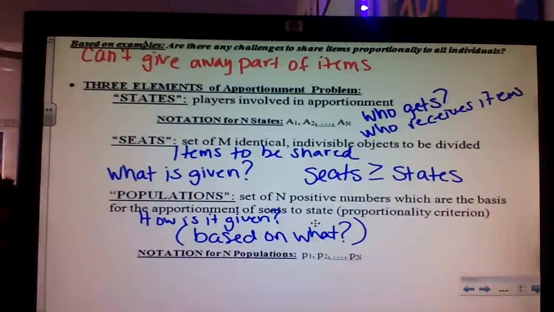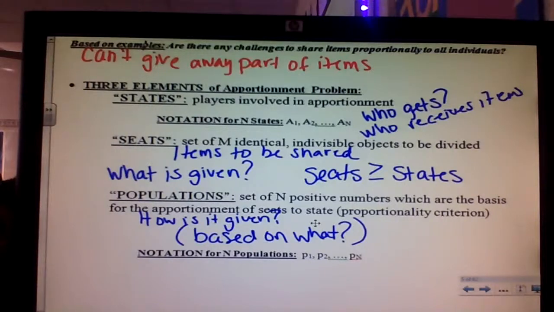So I got a question. If these words are on the test, can we just put the little questions for the definition? There are no definitions with these words. I will show you what definitions you're going to have. However, I should be able to give you any problem and you give me the states, seats, and populations, and you should be able to identify them.